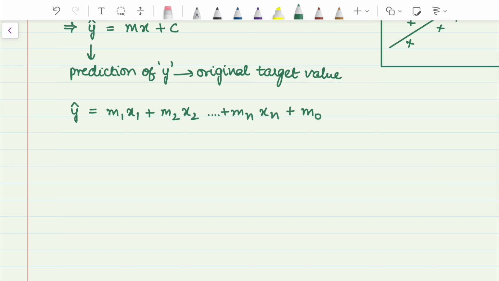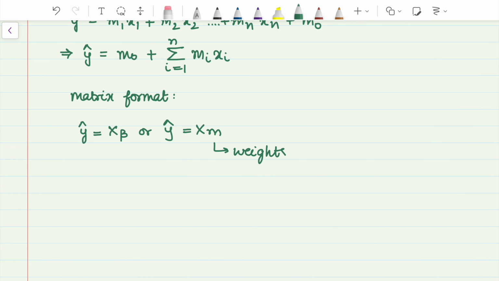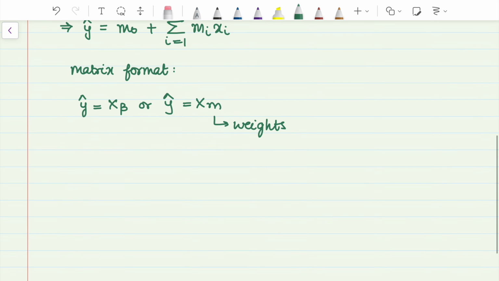We can also simplify this into a summation as y cap equals m naught plus summation i equal to 1 to n mi xi. This can be further simplified into a matrix format representation, which can be y cap equals x beta or y cap equals xm. Here, m and beta are basically the weights given to each of the input features.